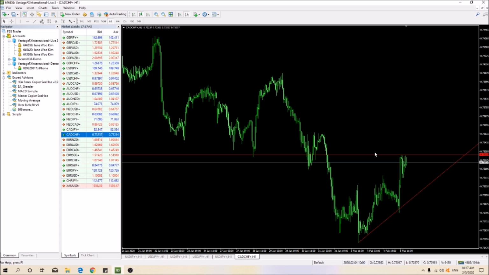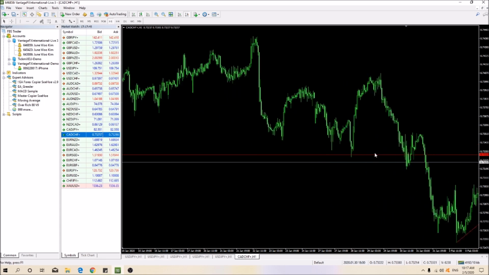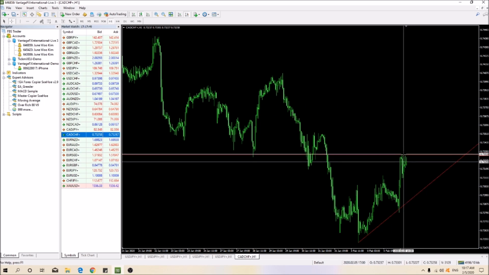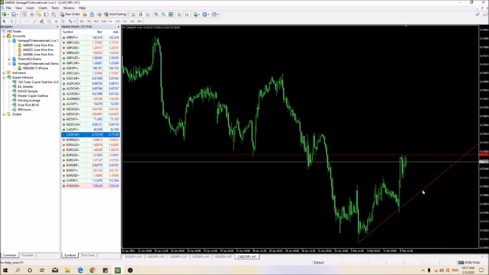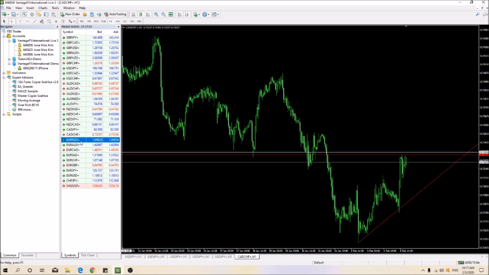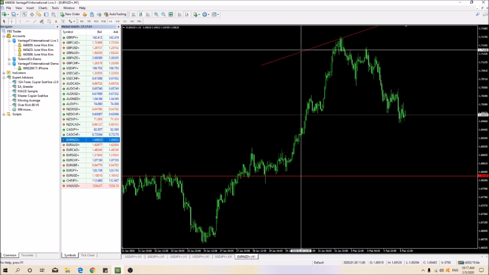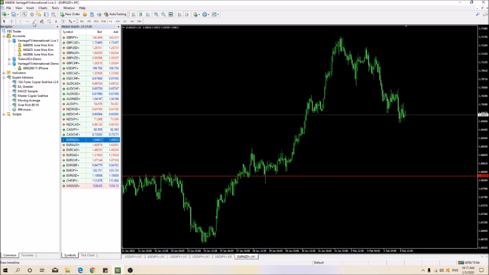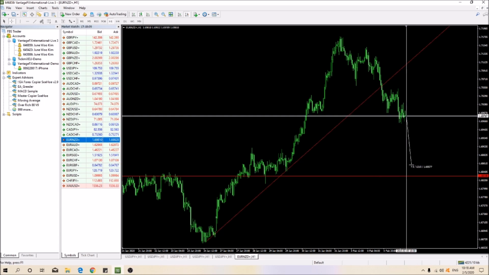CAD CHF, we could definitely see a rejection for this level, touch the trend line, go back up. EUR NZD, I don't know what this is doing here. EUR NZD, guys, looks like it broke through the trend line, and we can see more movement down.